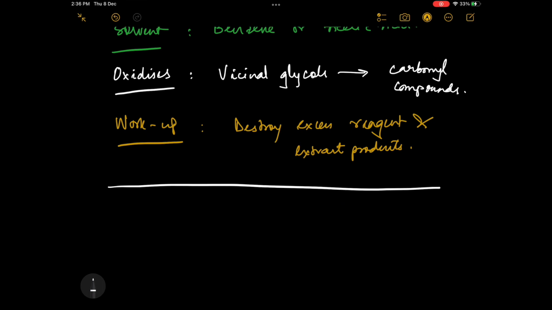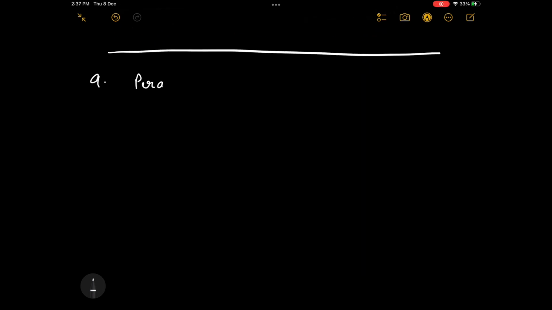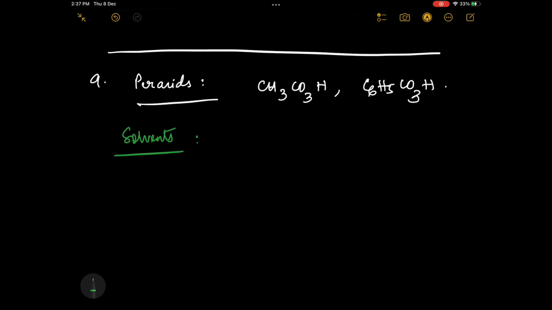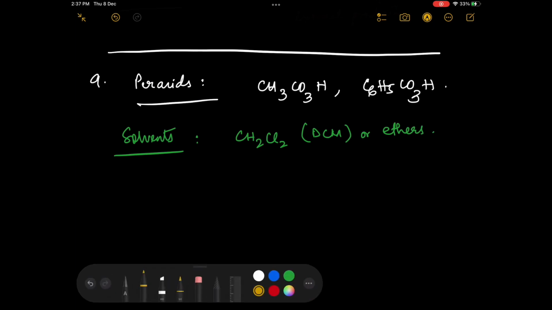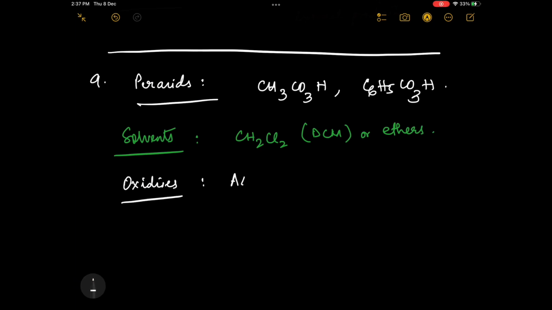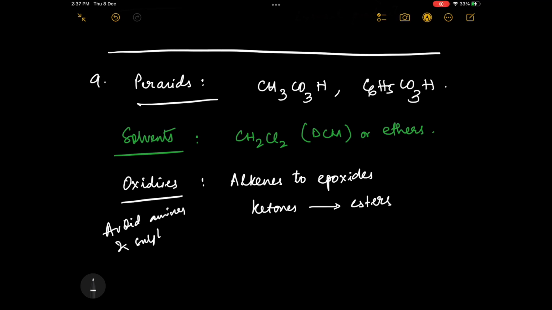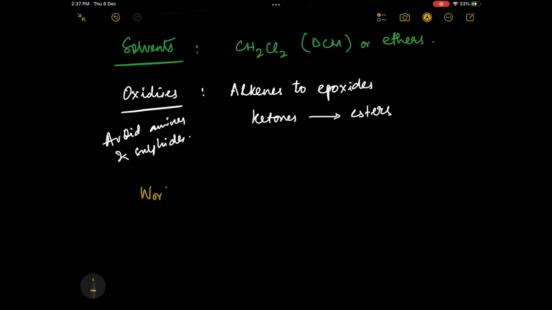Workup is also the same. Okay, going forward, the ninth oxidizing agent that we have here is peracids. It can be peracetic acid or perbenzoic acid, CH3CO3H or C6H5CO3H. Solvents are DCM, CH2Cl2, or ethers. It can oxidize alkenes into epoxides and ketones to esters, and in this case amines and sulfides should be avoided with this reaction. Workup is to destroy the excess peracid, the excess reagent, and then the products are extracted using solvent extraction or the phase separation method.